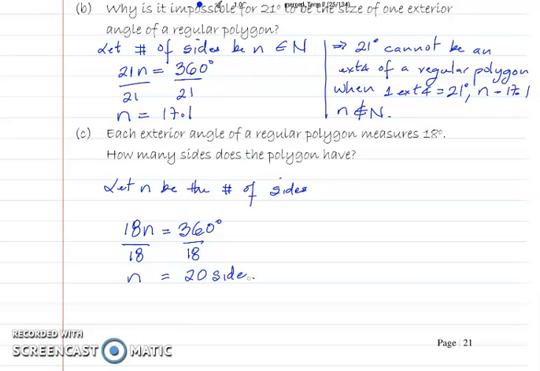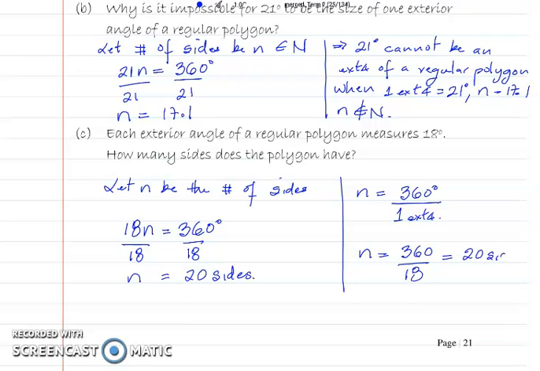All right, that's one way you could have looked at it. Again, you could also approach it from a formula approach, that n, the number of sides, is equal to 360 degrees divided by one exterior angle. So n would be equal to 360 degrees over 18. n would be equal to 20 sides.